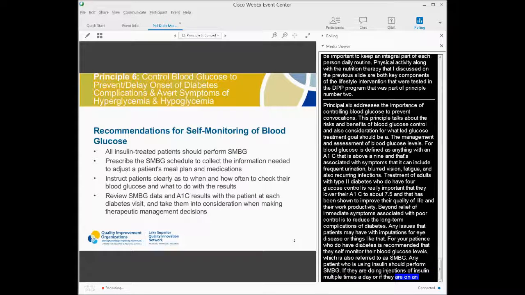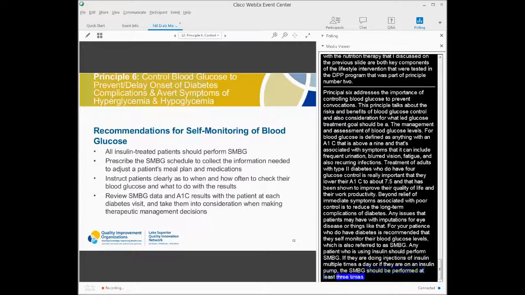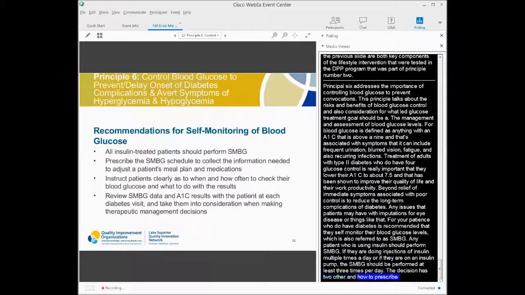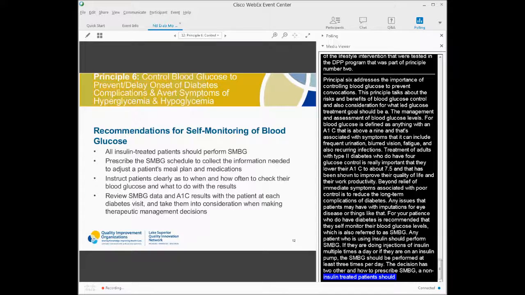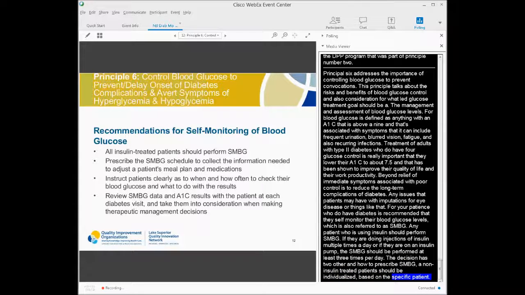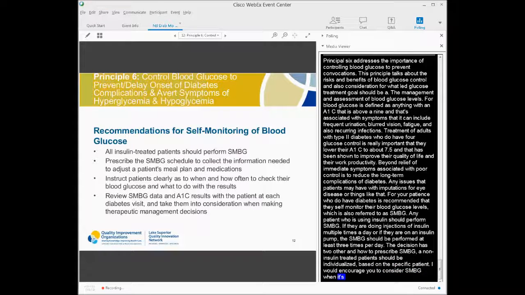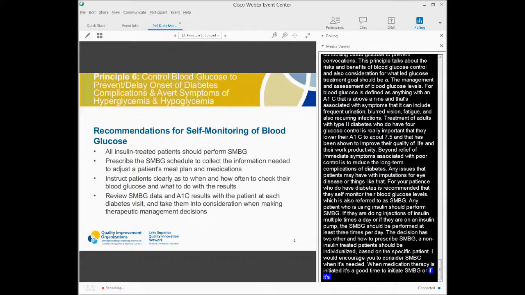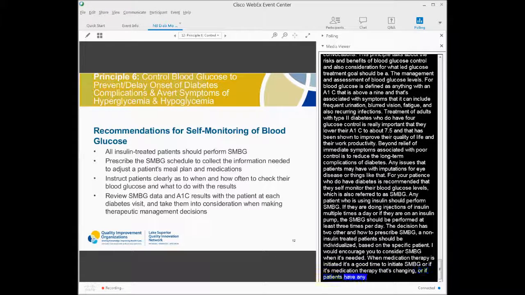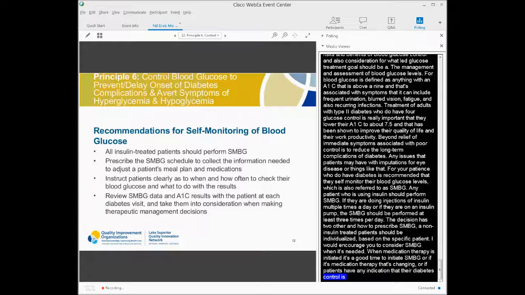So the decision as to whether and how to prescribe SMBG in non-insulin treated patients should be individualized, so based on that specific patient. I would encourage you to consider SMBG when it's needed. So when medication therapy is initiated is a good time to initiate SMBG, or if the medication therapy is changed, or if patients have any indication that their diabetes control is not stable. So if a patient has had a recent history of hypoglycemia, or also medically complex patients.